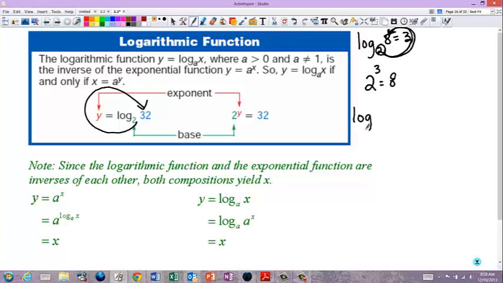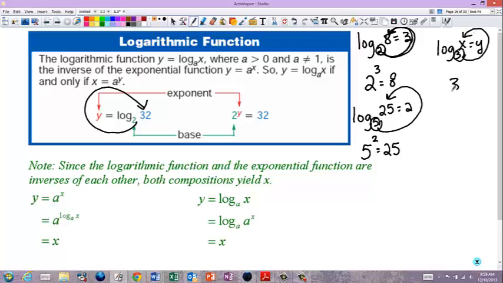If I had log base 5 of 25 equals 2, start with the 5. Whoosh. 5 to the second equals 25. If I had log base 3 of x equals y, it'd be 3 whoosh, to the y equals x. If I had log base star of heart equals number sign, it would be whoosh, star to the number sign equals heart. I don't care what's there, that's just the process.